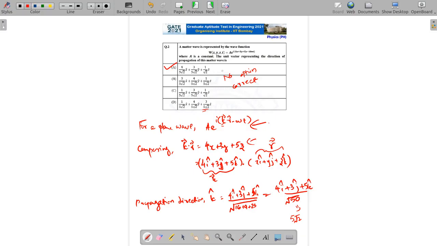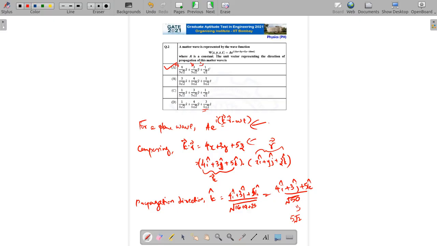Yeah, okay, so I think I missed this 5 here. Yeah, then it's fine. So you have actually 4 by 5 root 2 here, this one x cap, and 3 by 5 root 2 here, and I actually missed this 5. So 5 and 5 will cancel off. So this is actually correct. There is no mistake in the options.